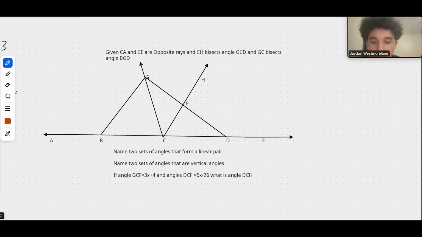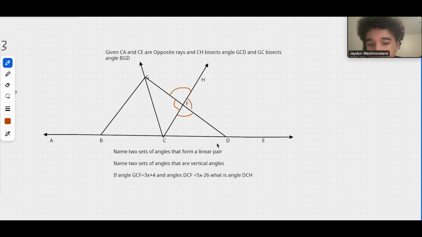Okay, name two sets of angles that are vertical. Well, remember, vertical angles are angles that are looking at each other through a vertex. So instantly right here, I'm seeing this little intersection. So this angle is vertical with this angle. And then this angle is vertical with this angle. So that would be the two answers there.